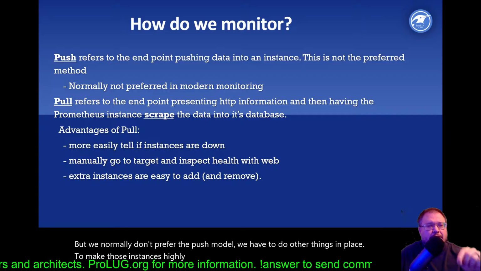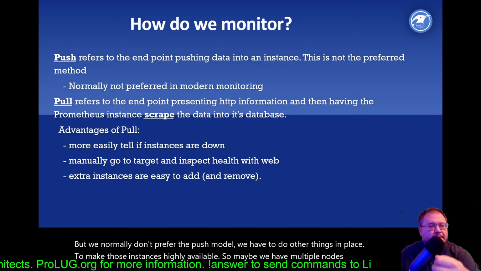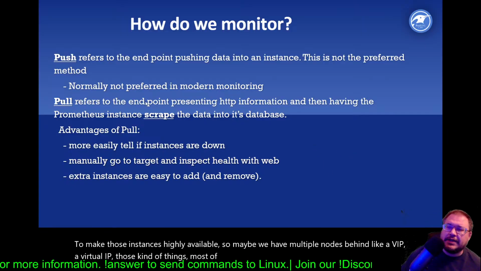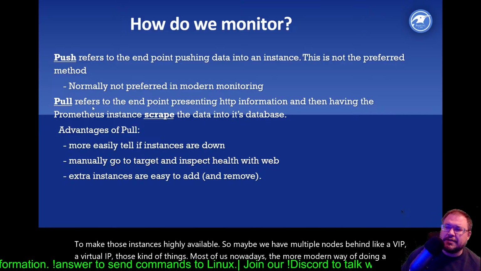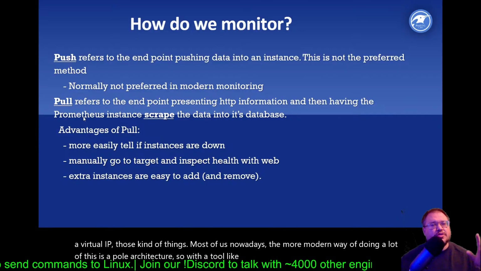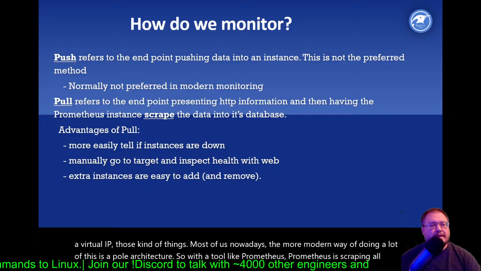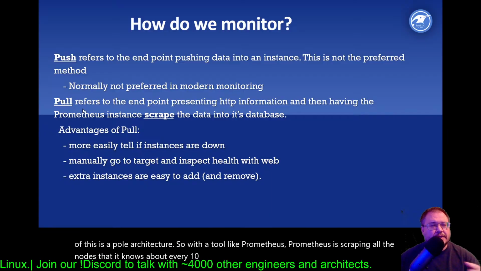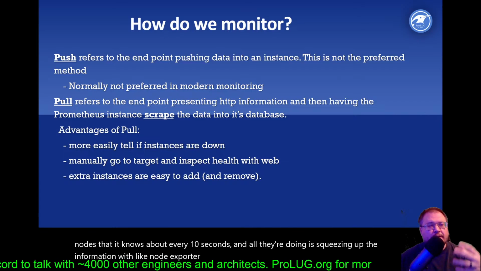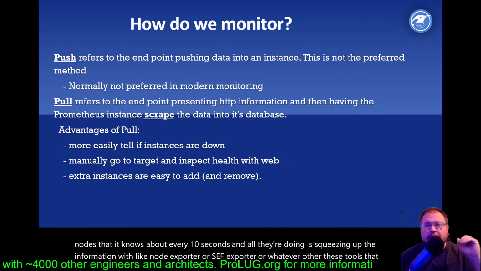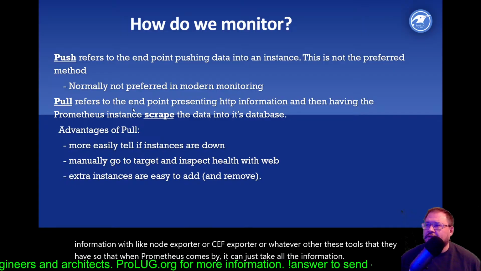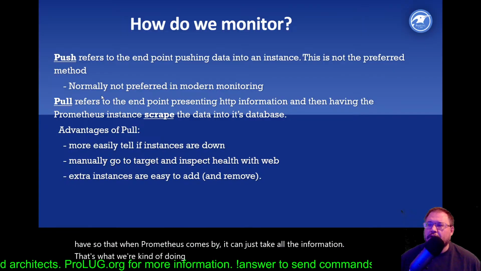So maybe we have multiple nodes behind a VIP, a virtual IP, those kinds of things. Most of us nowadays, the more modern way of doing a lot of this is a poll architecture. With a tool like Prometheus, it is scraping all the nodes that it knows about every 10 seconds, and all they're doing is squeezing up the information with Node Exporter or Ceph Exporter or whatever other tools they have, so that when Prometheus comes by, it can just take all the information. That's what we're doing with the more modern ones, right?